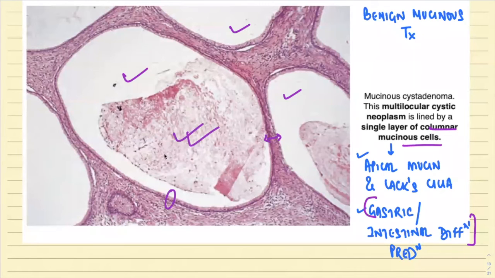What is this product over here? What is this thing? This is the mucin only that has come under the histopathology. This part is the mucin. This is again the mucin. So the benign mucinous tumor is a multilocular cystic neoplasm containing the mucin, lined by a single layer of columnar mucinous epithelium.